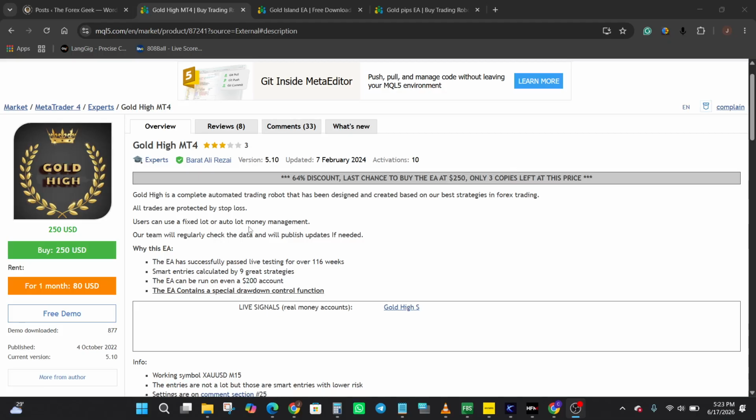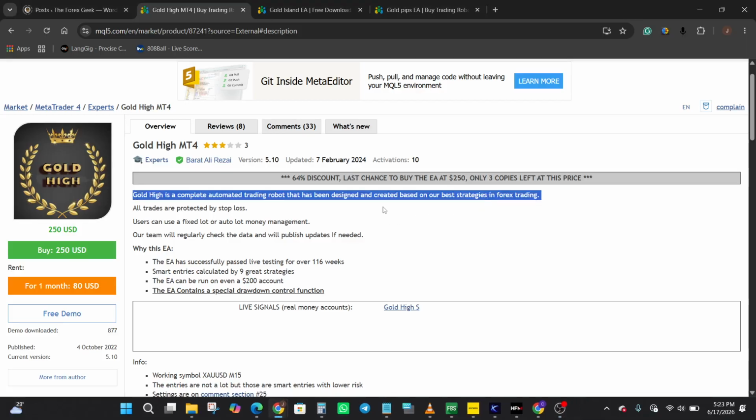All right, so starting with the marketplace page, Gold High EA is currently listed at 250 US dollars with a 1 month rental option available for 80 US dollars. This is version 5.1, updated in February 2024. The developer describes it as a fully automated trading robot built from what they refer to as their best Forex trading strategies.